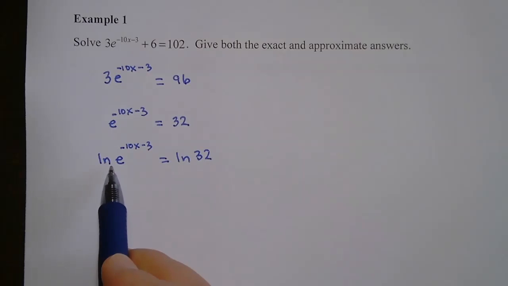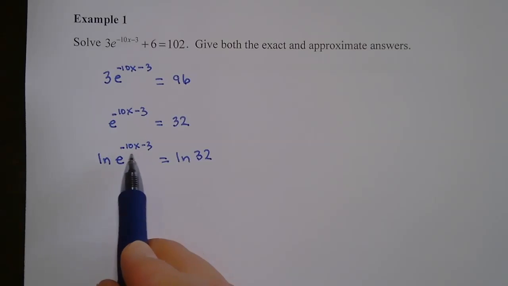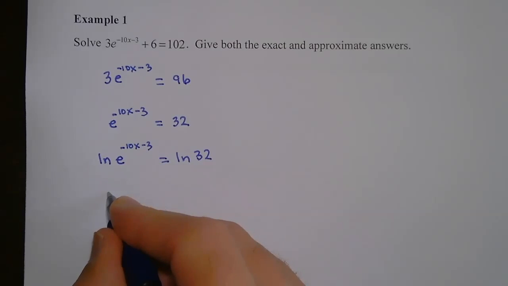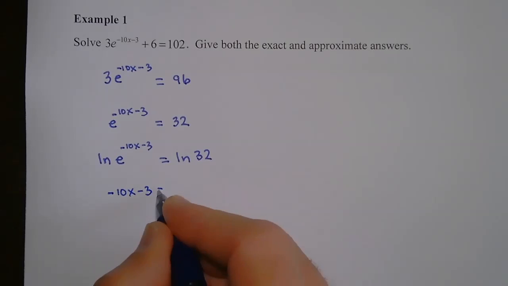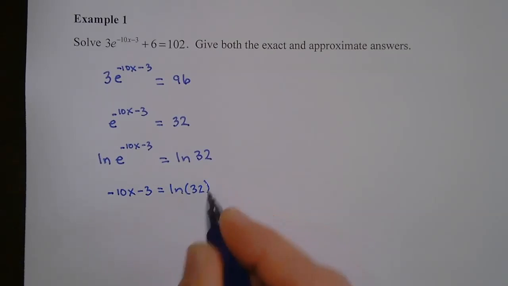Okay, the base of this logarithm, remember, is base e again, right? So the natural log of e to the negative 10x minus 3 is going to undo. It's the inverse properties that we're using here. So this becomes negative 10x minus 3 is equal to the natural log of 32. And I'm putting parentheses around the 32, but you wouldn't have to, okay?